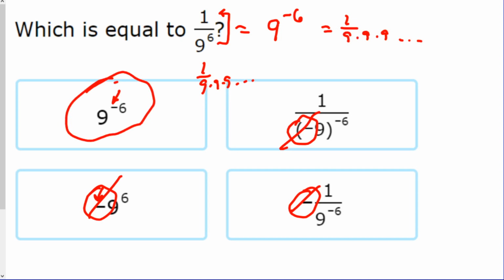I know this one's tricky, but if it's got a negative in front of the integer and it doesn't have one in the original problem, that's not how it works. You don't change the 9. The 9 stays 9. The 9 stays positive. If it's positive up here, it stays positive down here. Only the exponent changes today.